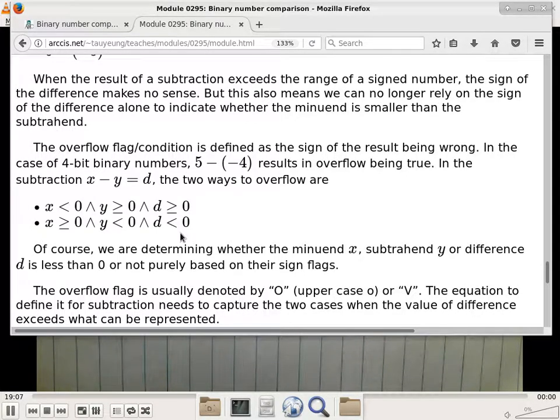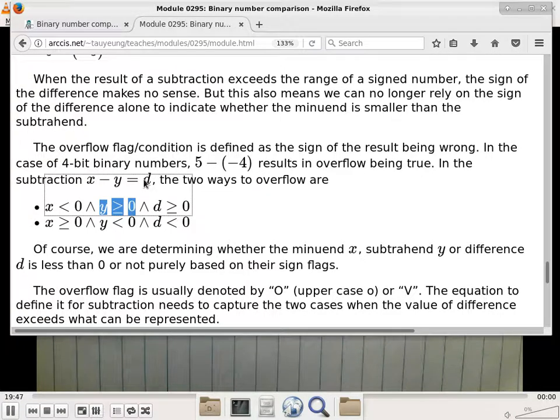Then we look at these things and go, but how can we tell that x is less than 0? Easy peasy, because the most significant bit of x is the sign bit. So x is less than 0 means x subscript m minus 1 is a 1. We can apply the same thing to all of the other ones. X is greater than or equal to 0. How can we tell? We look at the most significant bit of y, y subscript m minus 1. If it is a 0, that means y is greater than or equal to 0. Is that okay so far?